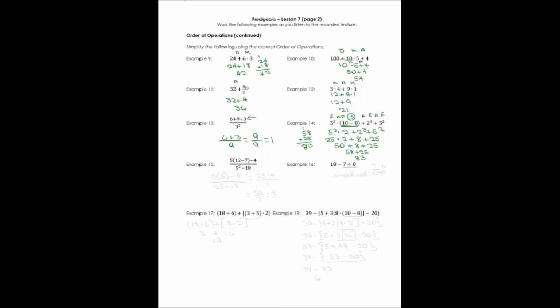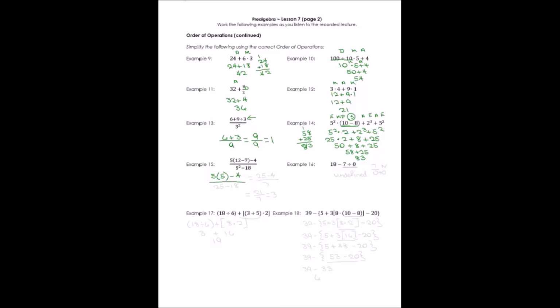Let's try a similar problem where we have a complicated numerator and a complicated denominator, and we'll handle them as 2 separate problems. Then we'll put them together finally for the final division problem. Example 15 has parentheses, multiplication, and subtraction in the numerator. We're only going to do parentheses first, so we'll write down 5 times, and we'll say 12 minus 7 is 5. That's the only operation in parentheses, minus 4.